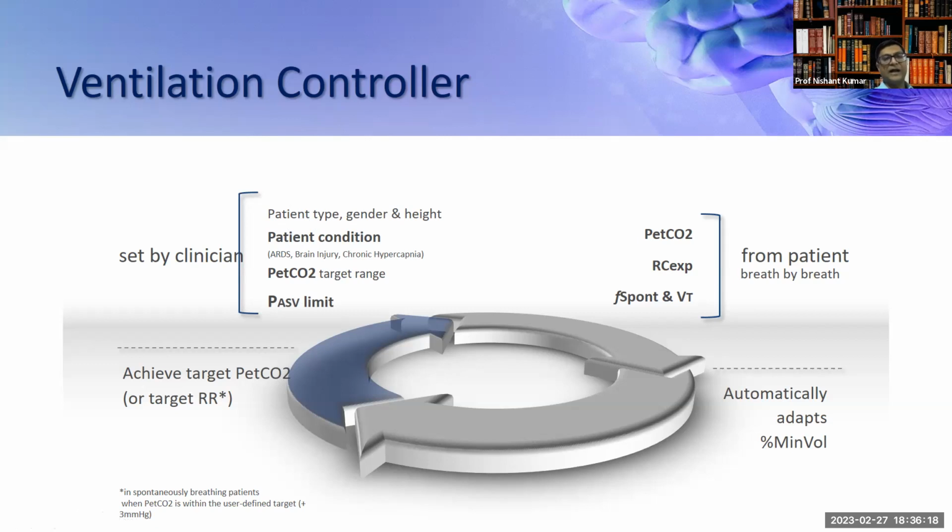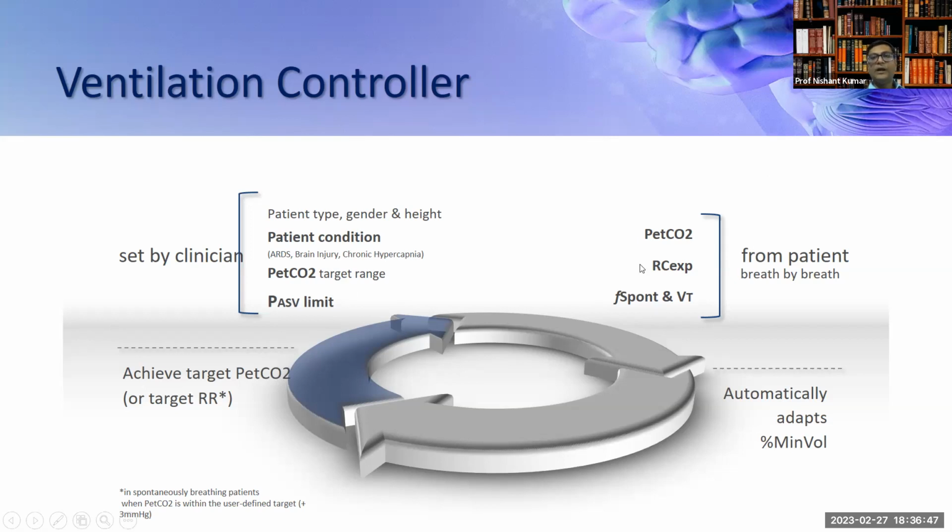Now, apart from that, there are three conditions which are preset into this IntelliVent ASV mode. That is ARDS, brain injury, or chronic hypercapnia. So these are the three conditions. Out of these, you select one of the three conditions so that it can apply the optimal algorithm. Then we set the CO2 target range and the ASV limit, the high pressure limit.